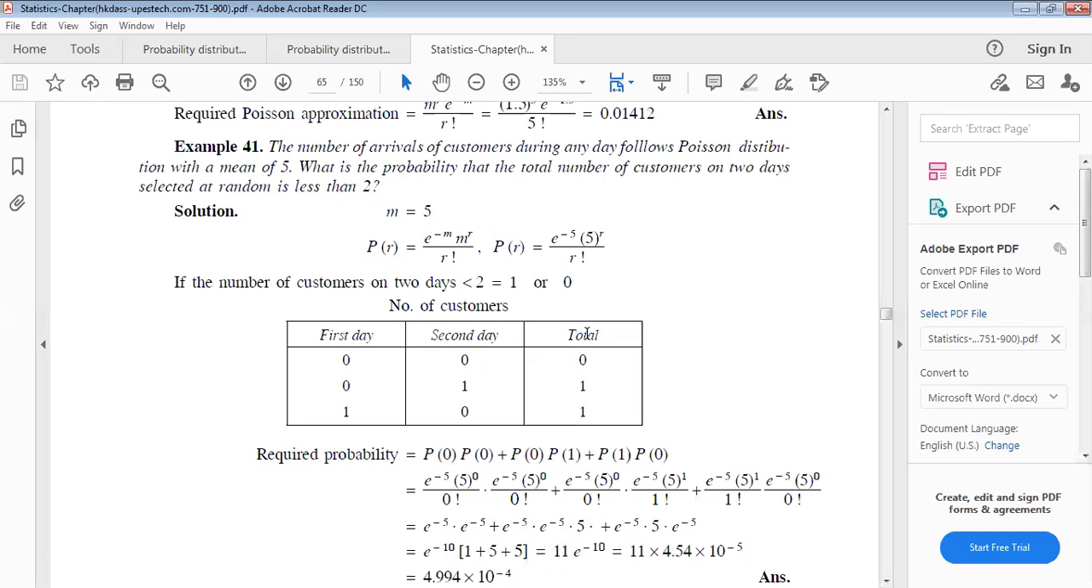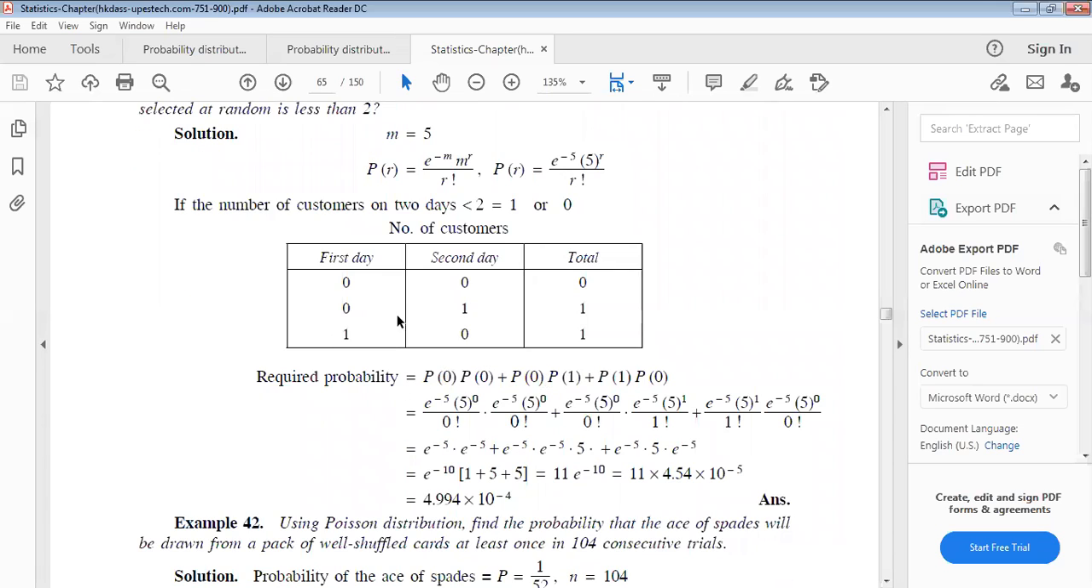Now for the first day and second day total: first day r equals 0 and second day also 0. Then, for the first day r equals 0, the second day may be 1. Or the first day may be 1, second day 0. So in both cases we get the total is 1. So the required probability can be taken as probability of 0 into probability of 0 for the first case. For the second case, we take probability of 0 for the first day and probability of 1 for the second day. For the third case, similarly probability of 1 multiplied with probability of 0.